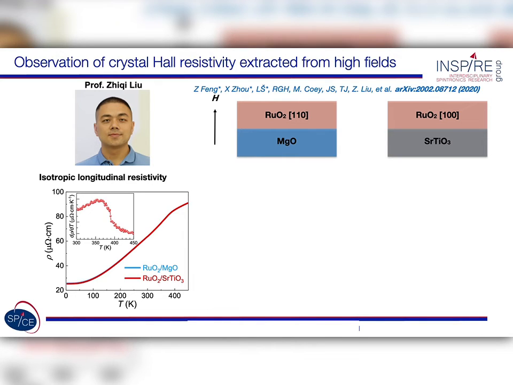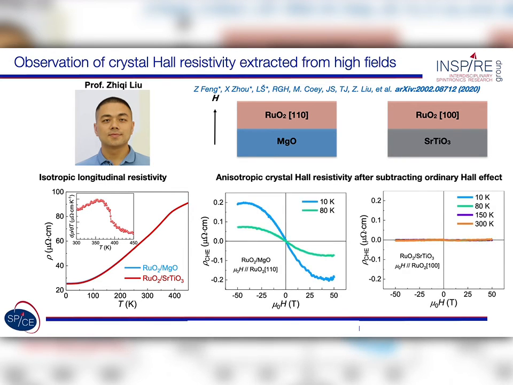In this beautiful ruthenium oxide. I think I misspoke. The material is ruthenium oxide, grown on substrates such as NGO and STO. And here, in the anisotropic crystal resistivity, after subtracting the ordinary Hall effect, you see a very clear anomalous Hall effect.